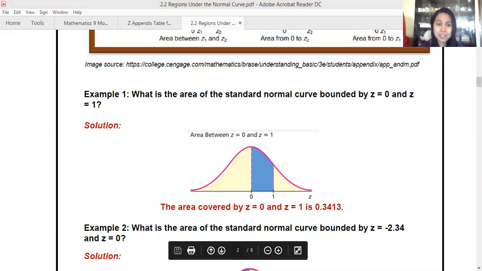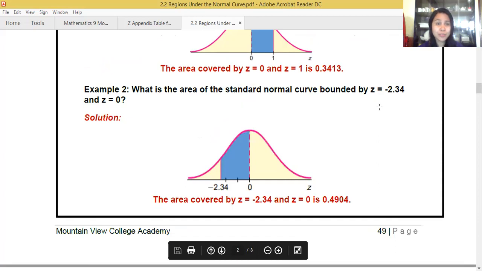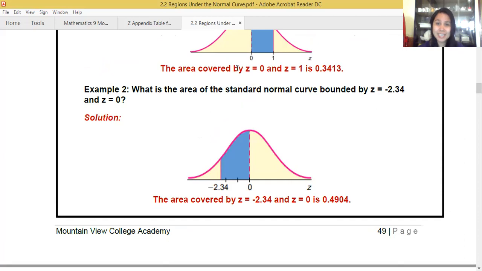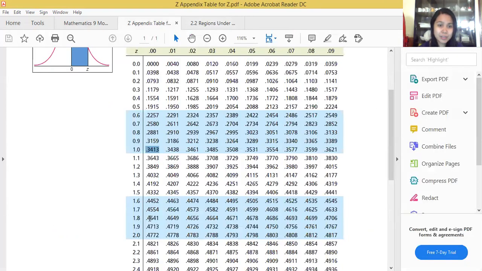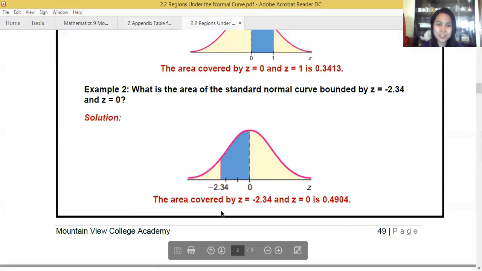The next example is, what is the area bounded from negative 2.34 and 0? Again, the reference is at 0. So we look at our z table. That's 2.34: 2.3, then 0, 1, 2, 3, 4. The answer is 0.4904. Let's go to the next one.